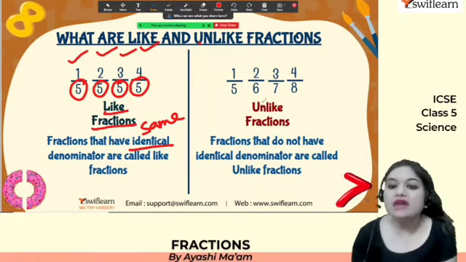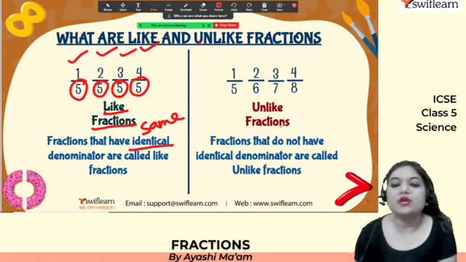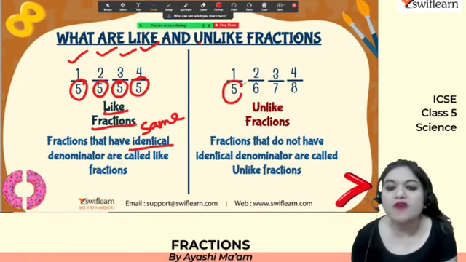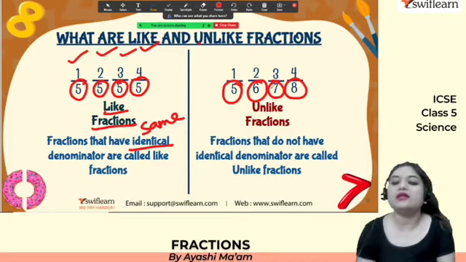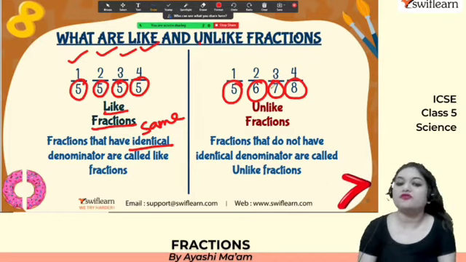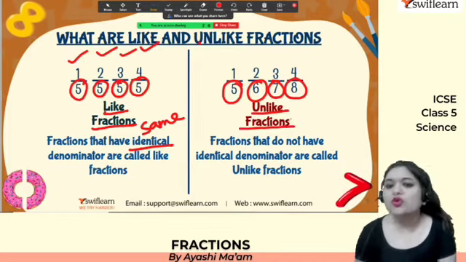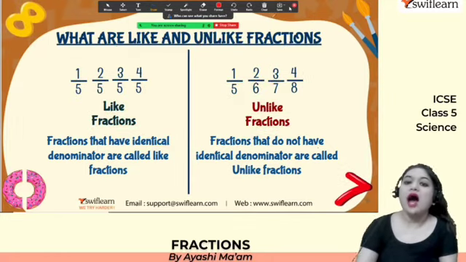And unlike fractions means all the denominators will be different. Okay, so here you can see 5, 6, 7, 8, right? These are the denominators. All the denominators are different. Therefore, we are going to call these fractions unlike fractions.